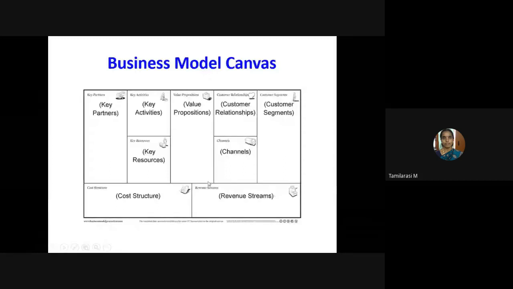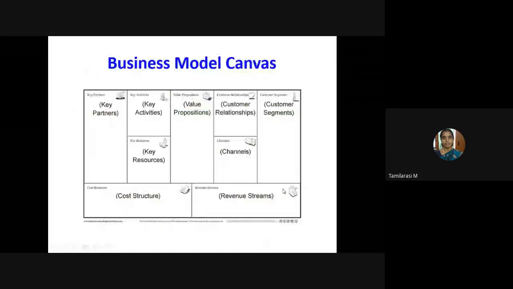And finally, the cost structure. For which things you need a budget, those things have to be included here. So this is about the business model canvas. This is a general outline.